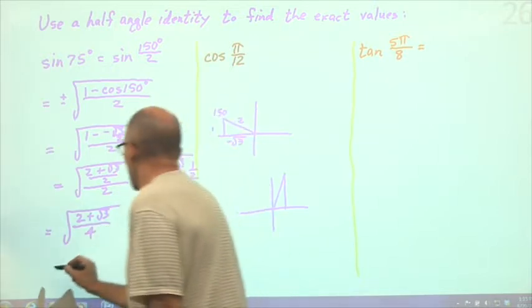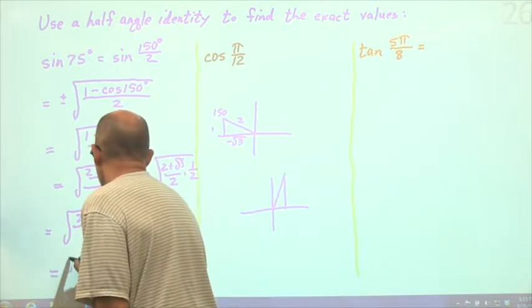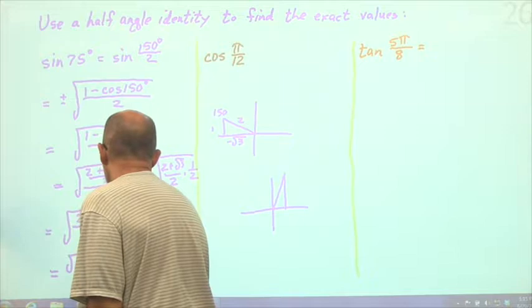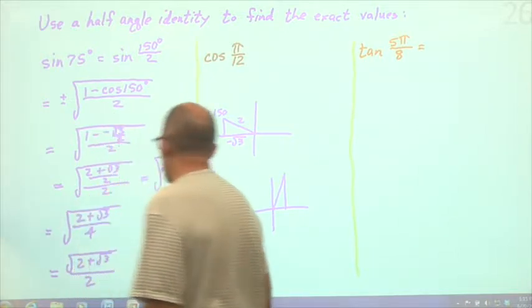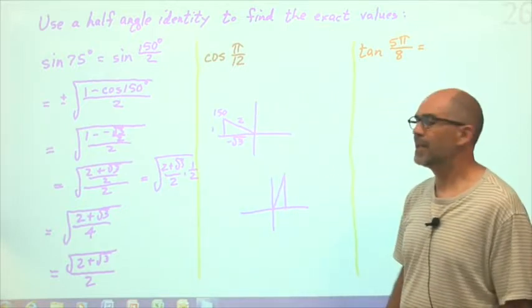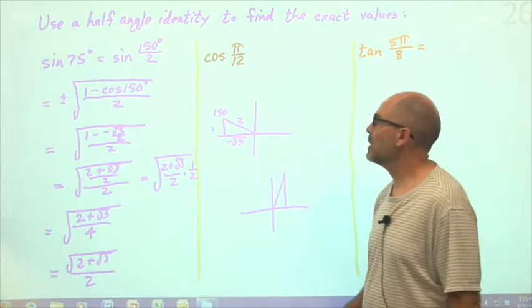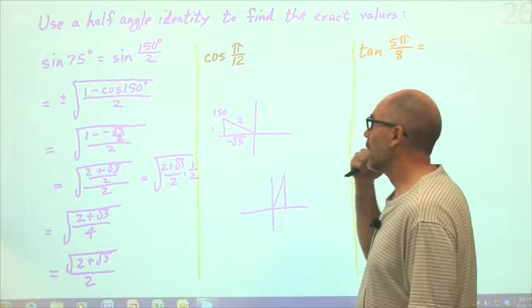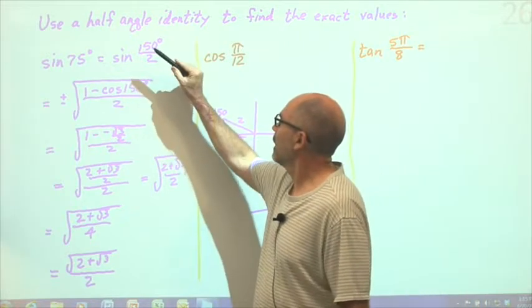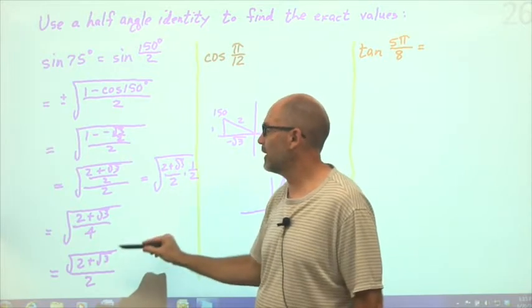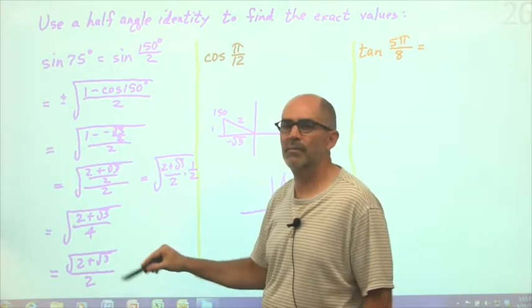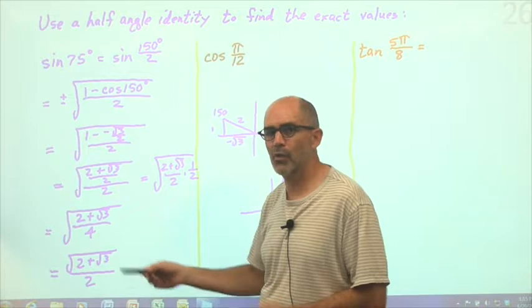Now, the square root of 4 is 2, so the final answer just becomes square root of 2 plus square root of 3, all divided by 2. That's it, piece of cake. Now, when you do the sum of the angle identities, you'll get an equivalent expression that will turn out to be the same decimal equivalent in the calculator.